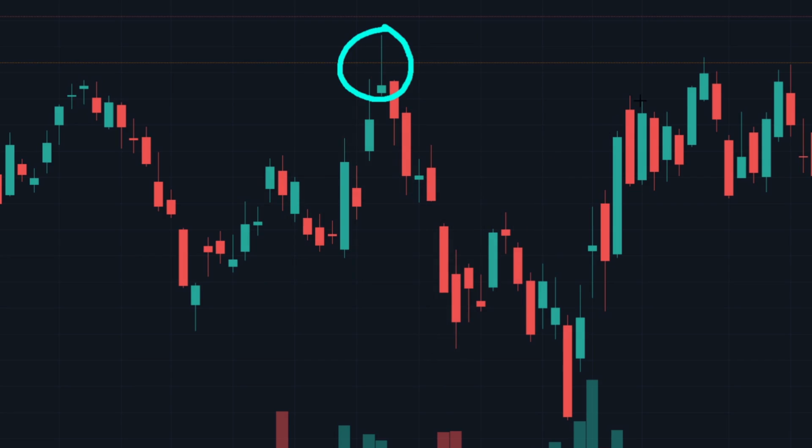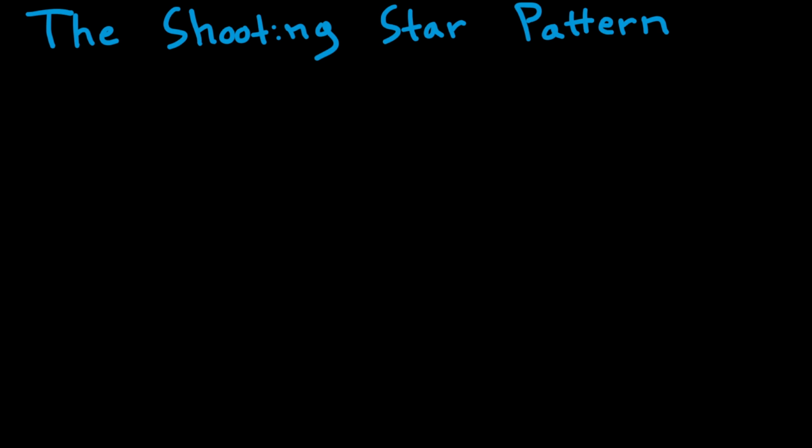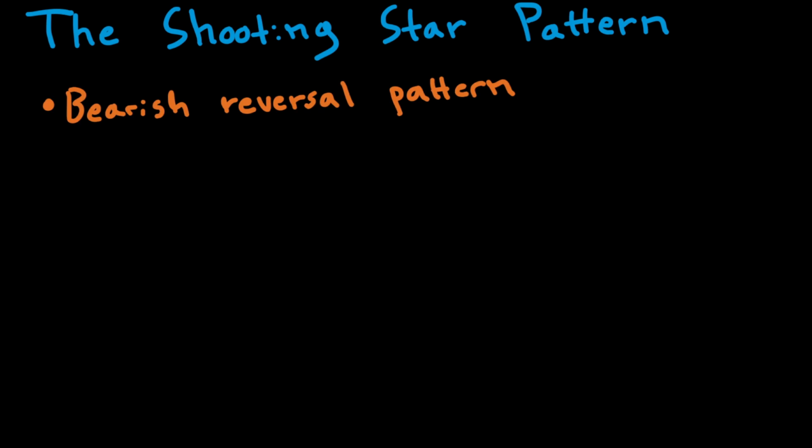Right, so the first thing I want to do here is zoom in a bit and take a look at the candlestick. So the shooting star pattern, what is it? Well, it is a bearish reversal pattern. And that means that the shooting star might indicate that the price action will change from a bullish or upwards direction to a bearish or downwards direction. So it indicates a potential reversal.